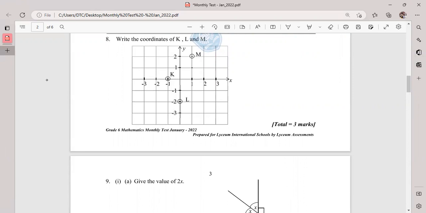If you have any doubts or any difficulty doing this question, you can refer to your textbook and revise the topic. Question number 8, the content, is from the coordinate lesson.